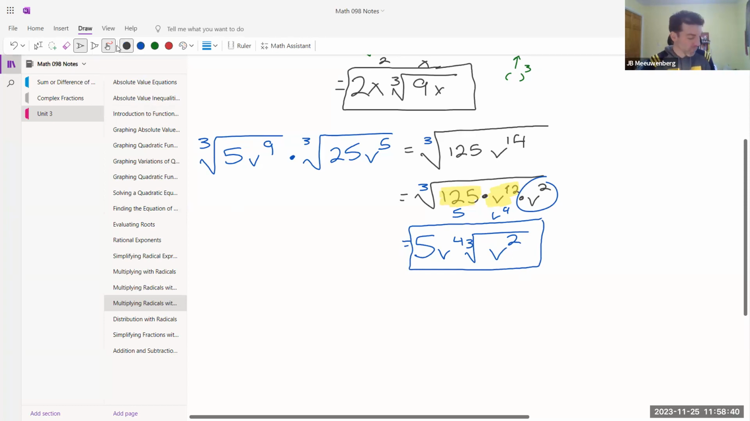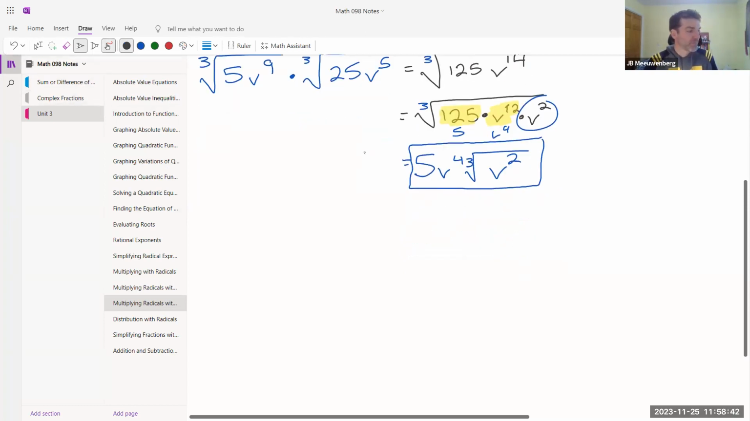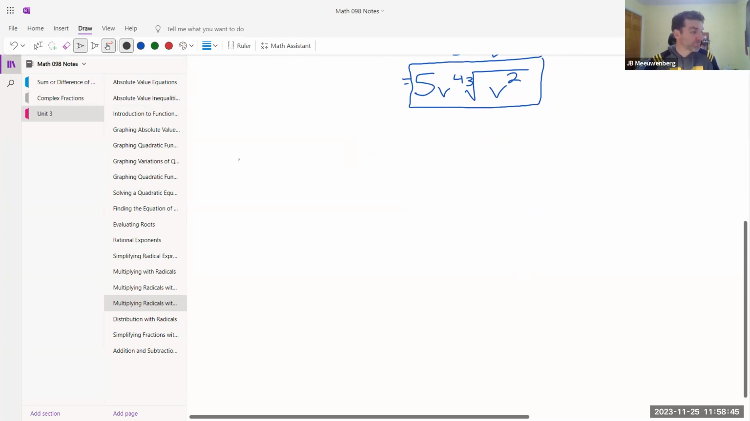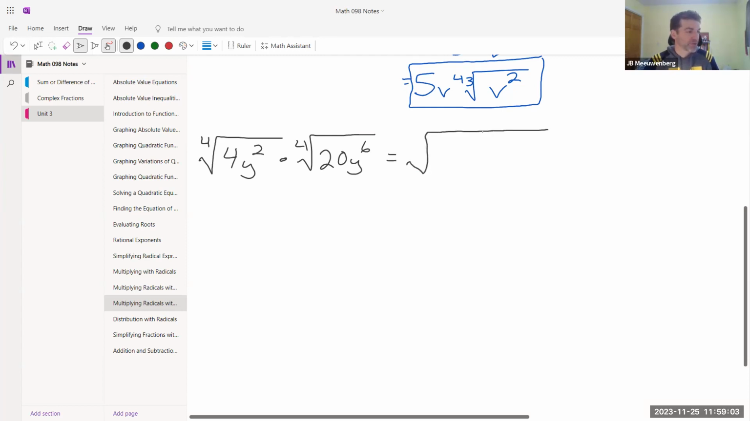Okay, one more. Let's do a 4th root. So again, pause, try this one on your own. The 4th root of 4y squared times the 4th root of 20y to the 6th. Again, pause the video and see if you can work through this on your own. I'll keep going. As always, we're going to multiply the two radicands. 4 times 20 is 80. Y to the 2nd times y to the 6th is y to the 8th.